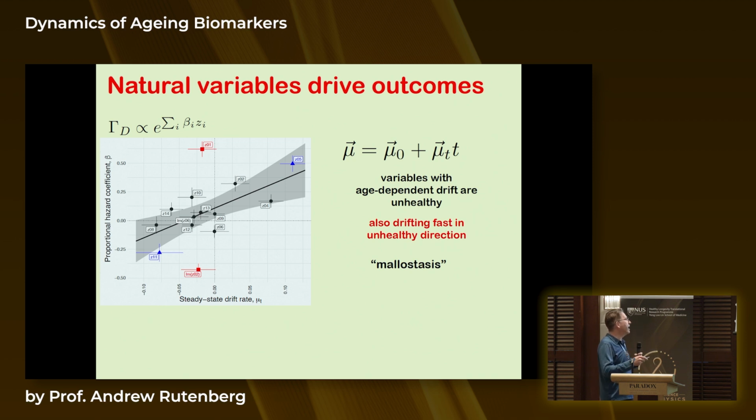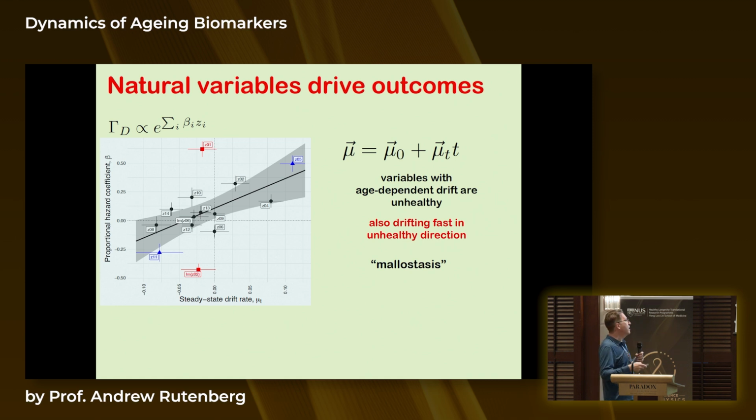So that age-dependent drift is captured in this mu t. We plot it there, and those outlier points, the blue points, now fit better on this noisy regression line. So here we have that variables with age-dependent drift are unhealthy. You notice that they drift in the positive direction, the beta is positive, or in the negative direction, the beta is negative.